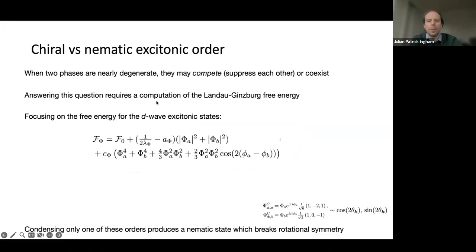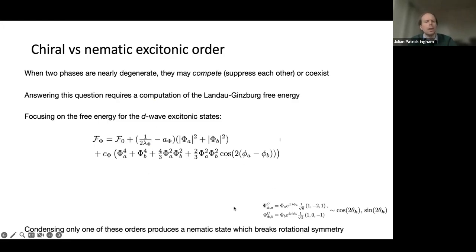So I'd like to spend a little more time teasing out the phenomenology of the D-wave excitonic phase. So we have two degenerate D-wave states for these excitons, phi A and phi B, and the actual ground state is some combination of these. To determine which combination is the favored state, we compute the Landau free energy as a function of the two order parameters, which were capital phi A and phi B, and recall that lowercase phi A and phi B were the complex phases of the two order parameters. And we get this expression.